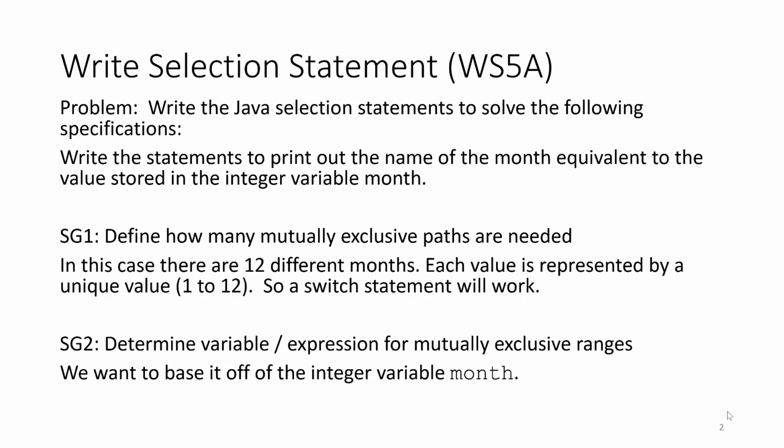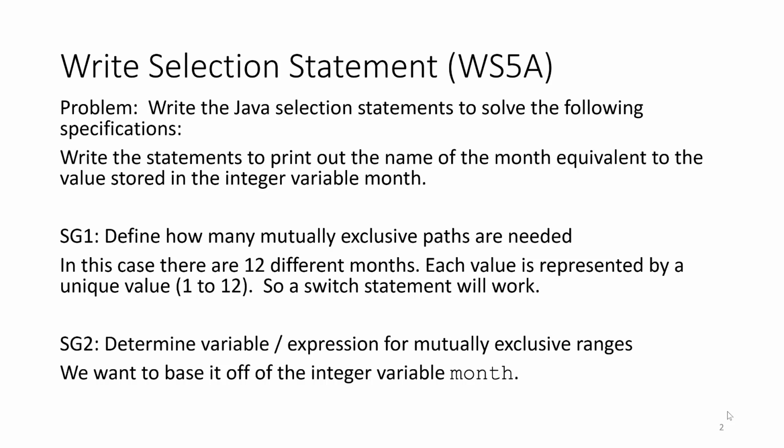Write the statements to print out the name of the month equivalent to the value stored in the integer variable month. Sub-goal number 1. Define how many mutually exclusive paths are needed. In this case, there are 12 different months. Each value is represented by a unique value, 1 to 12. In this case, a switch statement will work.